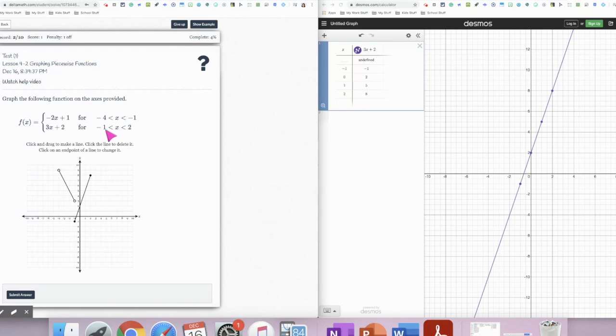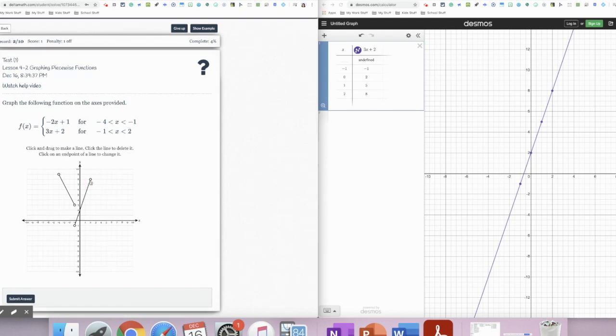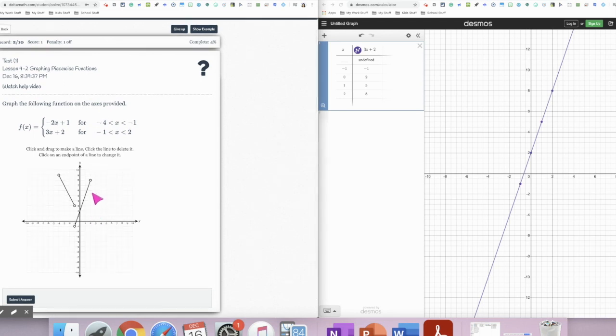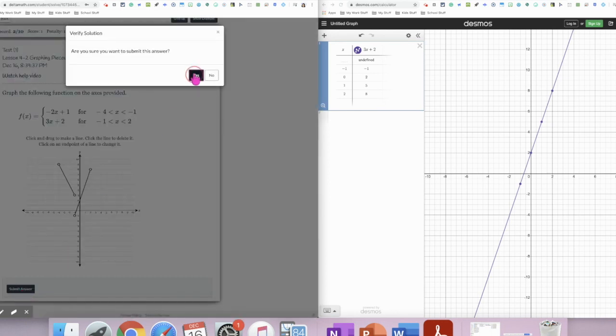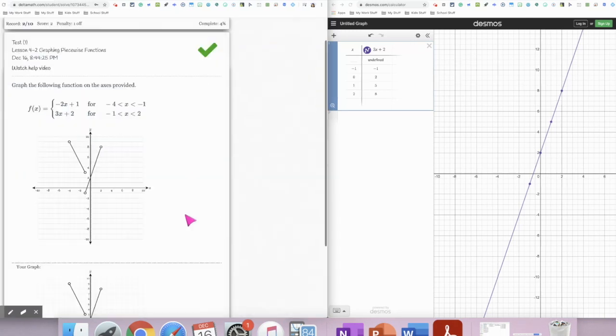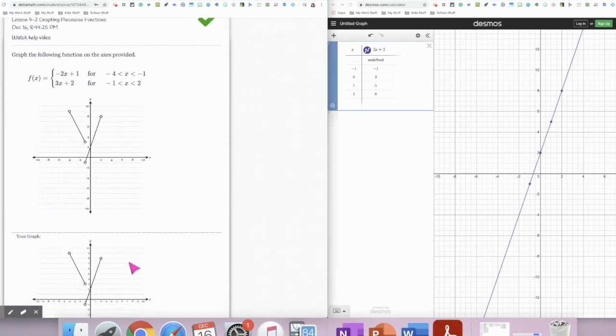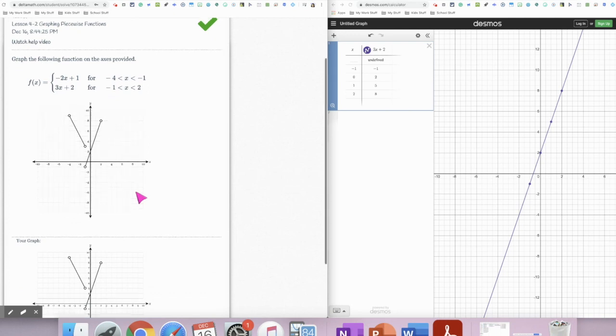Just like before, now I'm paying attention to: is negative 1 included? No, it is not. So I'm going to click and open it up. Is 2 included? Again, no, it is not. So I'm going to click on that endpoint where x is 2 and make sure that's not included. So I double check everything, make sure everything is good. I'm going to press submit. Yes, it should mark it right. Perfect. It compares to what I did, and it's exactly the same thing because it's right.